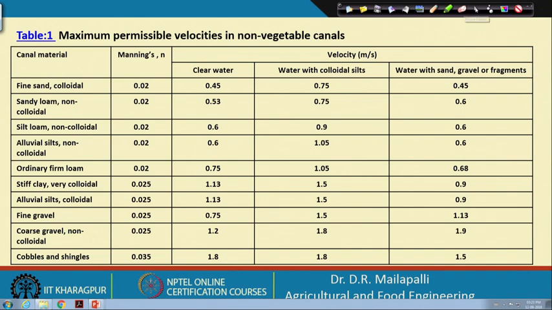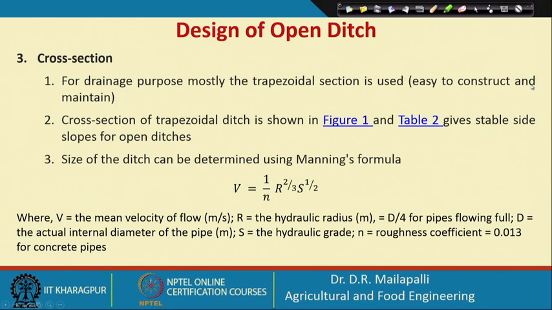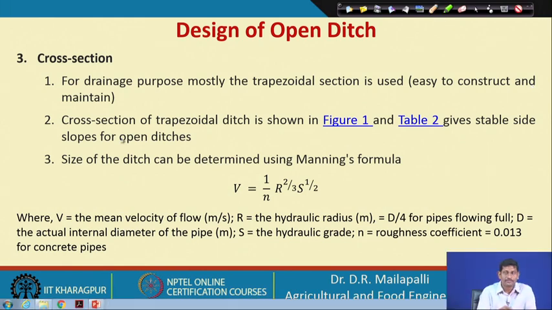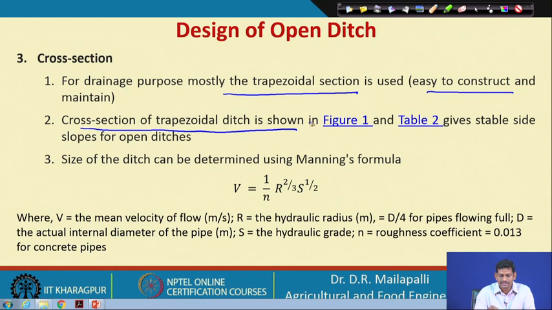The next, step number 3, is finding the cross-sectional area. For drainage purposes mostly the trapezoidal section is used because it is easy to construct and can be maintained easily. The cross section of a trapezoidal ditch is shown in figure 1 and figure 2. The next slide gives the stable side slopes for open ditches. The size of the ditch can be determined using Manning's formula.